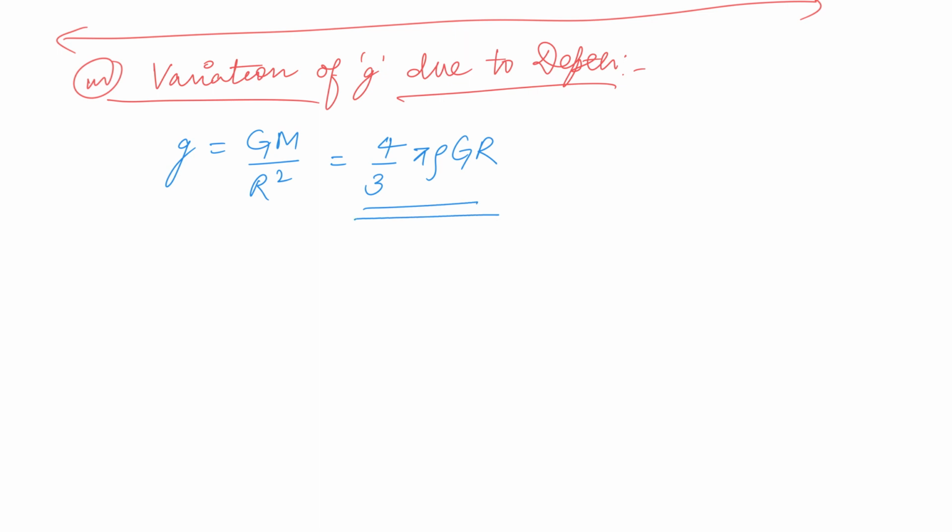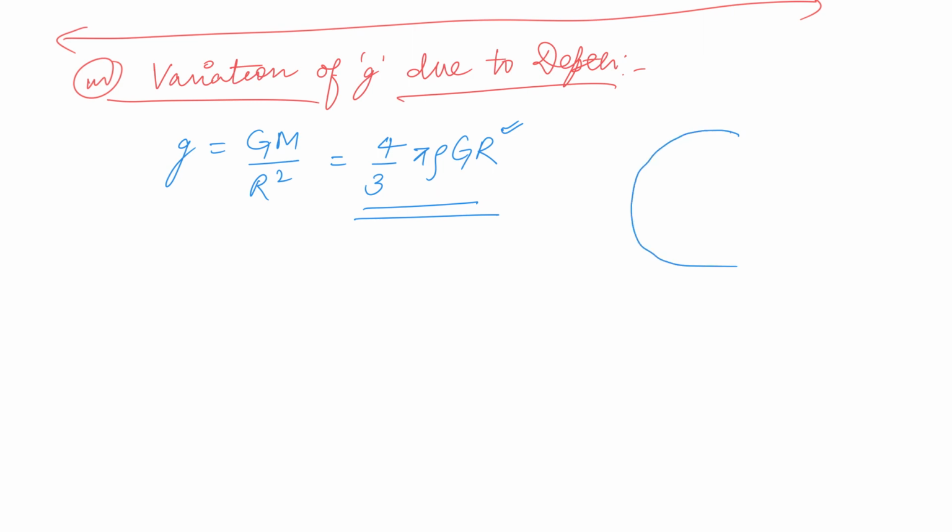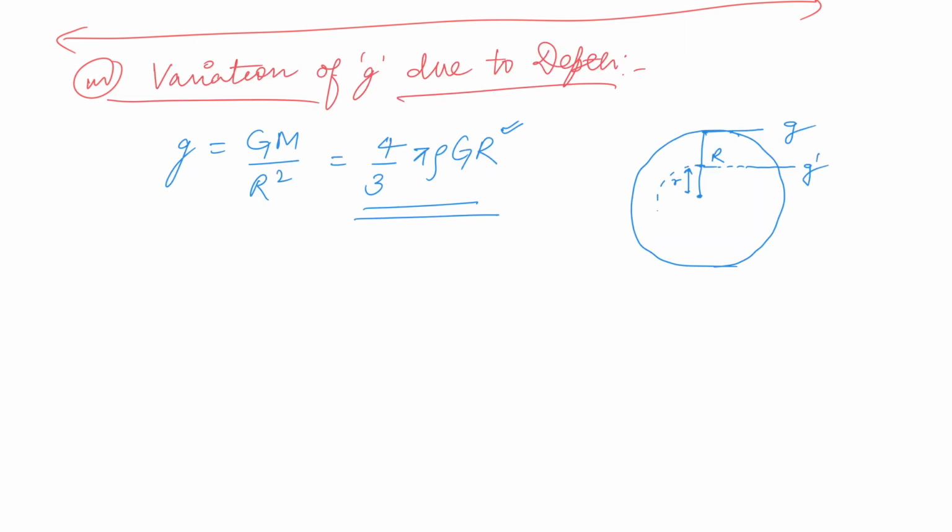Why are we taking this? Because due to depth, the density of the earth also changes. So suppose this is the earth, and we take small g at radius R, and let's say here is some point where we have to calculate the acceleration due to gravity. So this is r, and let's suppose that here the acceleration due to gravity is g dash. So we will consider this part.